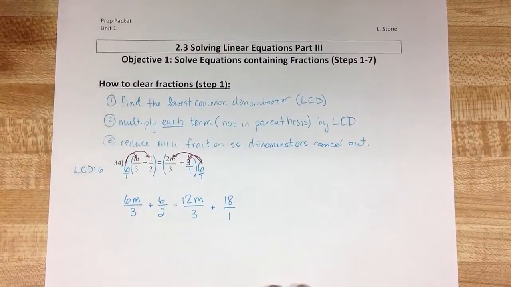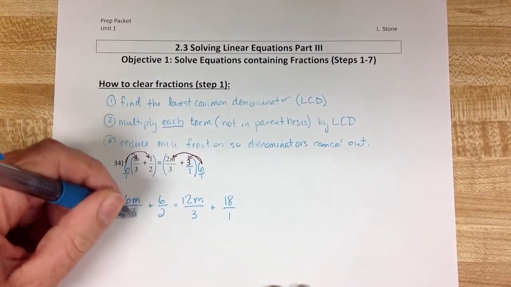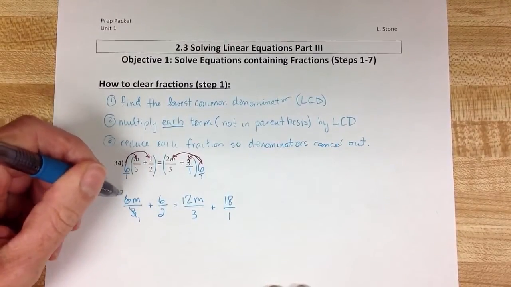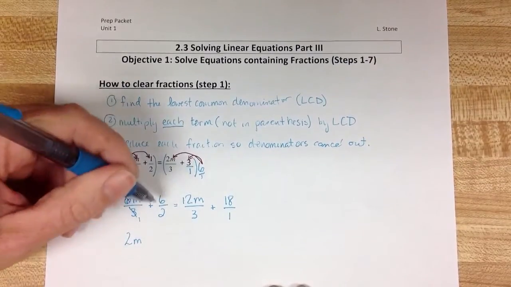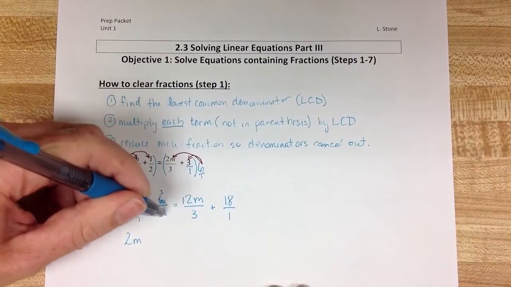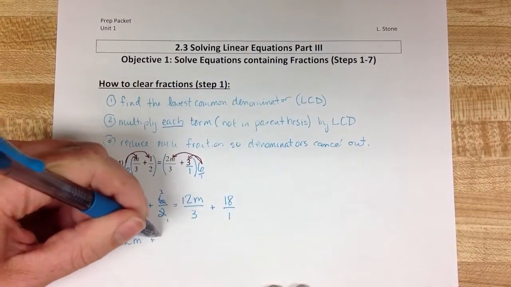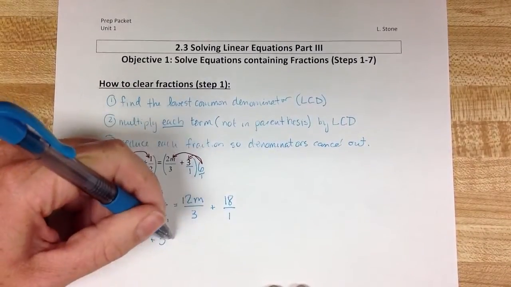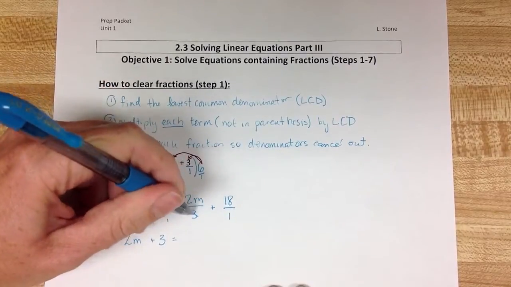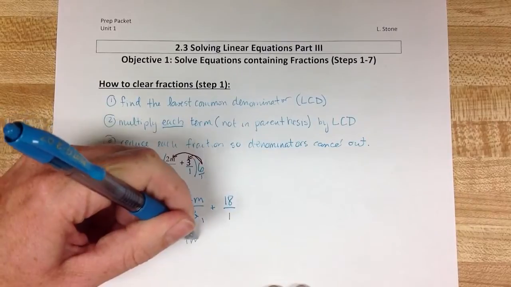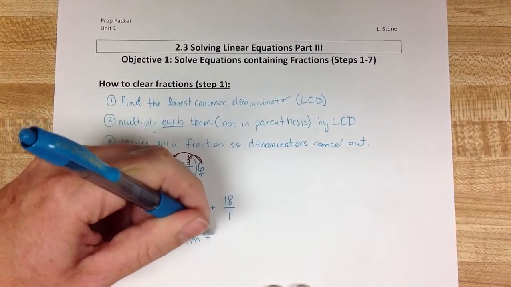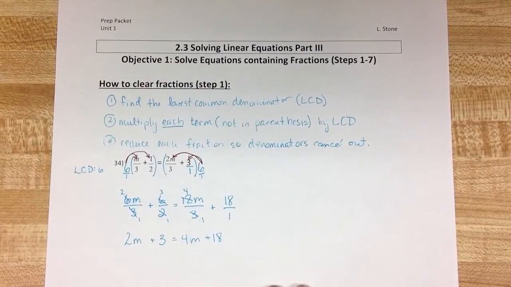Then when I reduce each one of these fractions, the first term becomes 2m. The second term becomes a 3. The next term is 4m. And the final term, 18.